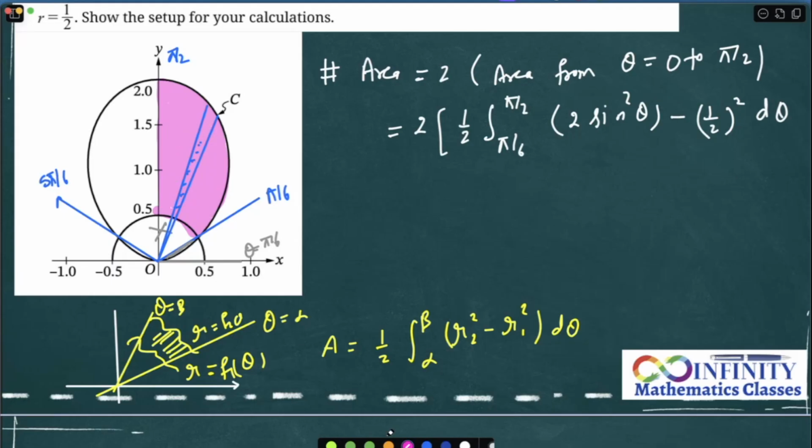This part is done, but one part is left. Which part? This part area is left. I need to add this area because this region is bounded by the angle theta equals 0 to pi by 6. So I will be adding the area from 0 to pi by 6. I forgot to mention 1 by 2 there. This is going to be 2 sine square theta d theta.